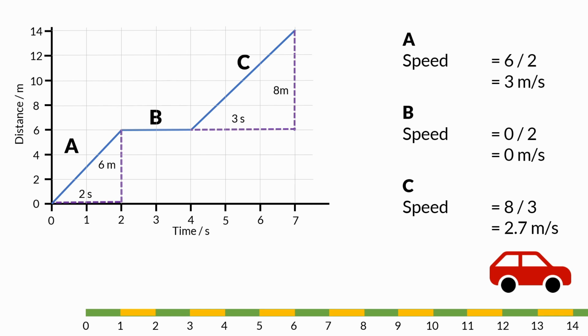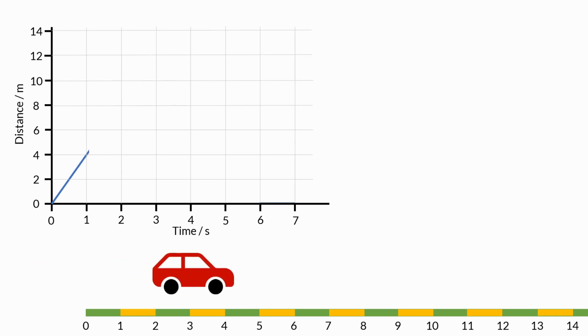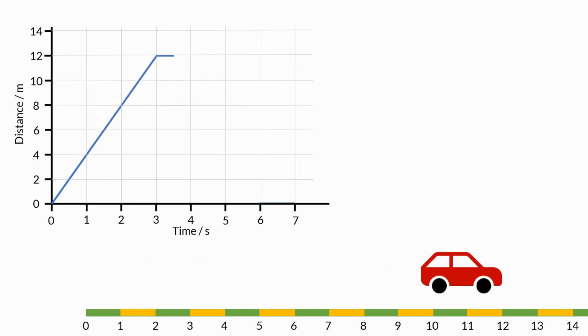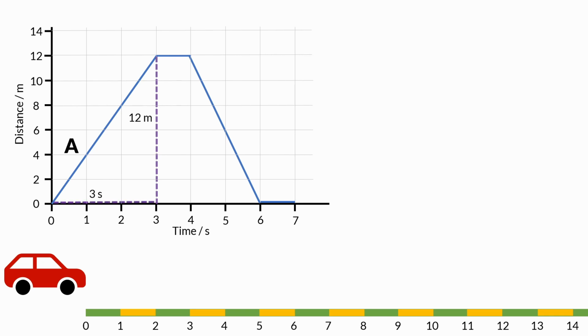Let's look at one more example of a graph like this. Our car moves forward quite quickly, it stops, and it reverses and stops again. We saw that the car was going quite quickly, and we can see that in the graph by the line being steeper. Again, section A in this case travelled from 0 to 12 meters, so that's a rise of 12 meters, and a run of 3 seconds. So 12 divided by 3 equals 4 meters per second.